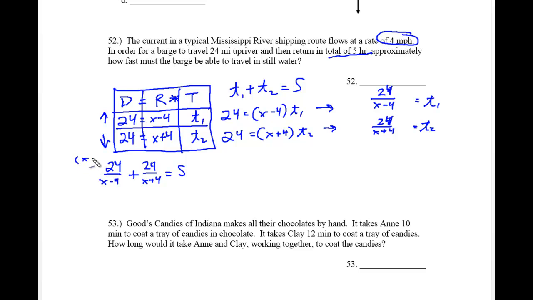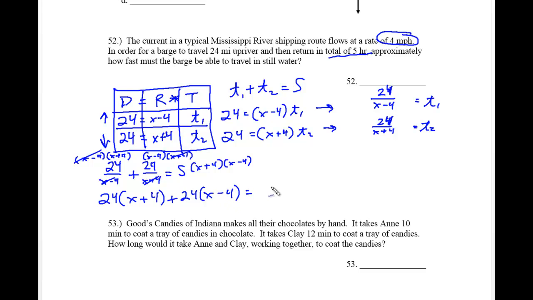In this case that would be 2 parentheses, x minus 4, x plus 4, x minus 4, x plus 4, and then finally x plus 4 and x minus 4. It doesn't matter the order, right? So I'm going to cross out these x minus 4s, and I get 24 times x plus 4. I'm going to cross out these x plus 4s, and I'm going to have 24 times x minus 4. And then I'm going to have 5 times the quantity of x squared minus 16.